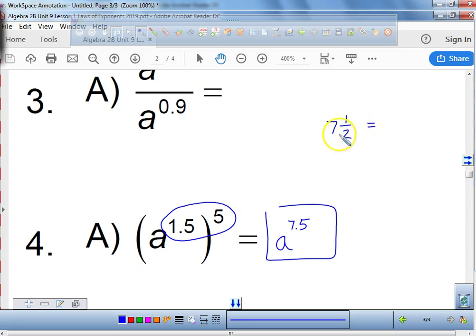Multiply, add. We'll multiply those together, add those, that's going to be 15 over 2. So you could also write a to the power of 15 over 2. Or we just leave it at 7.5. That's the power property.